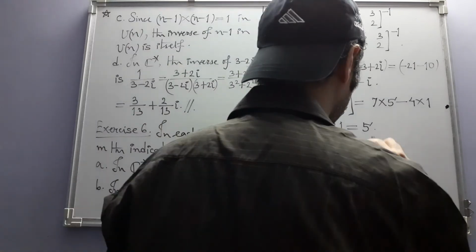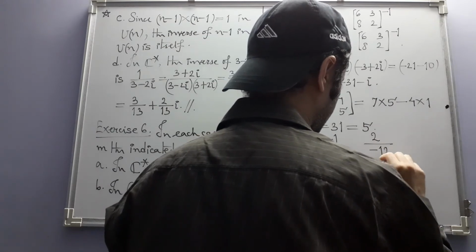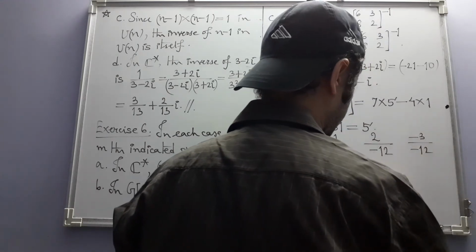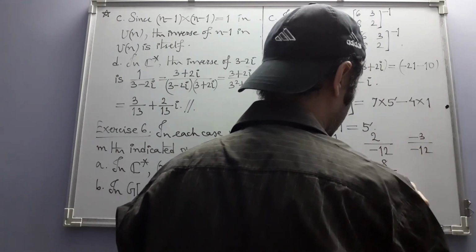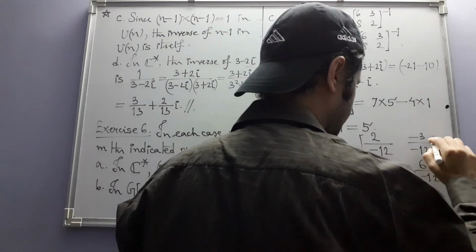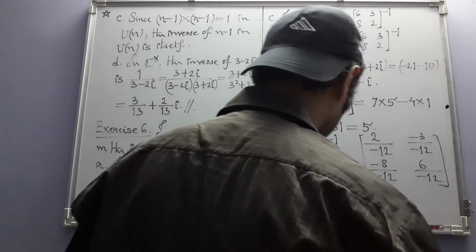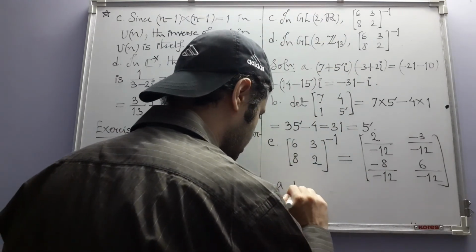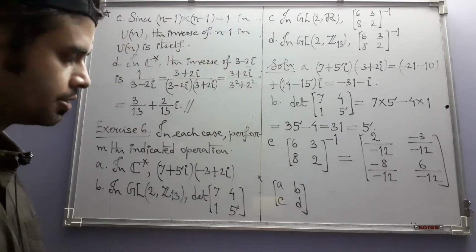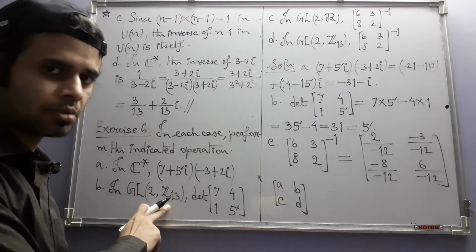And the inverse, the formula for the inverse is this: 2 divided by minus 12, minus 3 by minus 12, minus 8 by minus 12, and 6 by minus 12. So the formula we are using here is this. Say you have a 2 by 2 matrix like this, where the entries may be real numbers or may come from a finite number system like this, it does not matter.